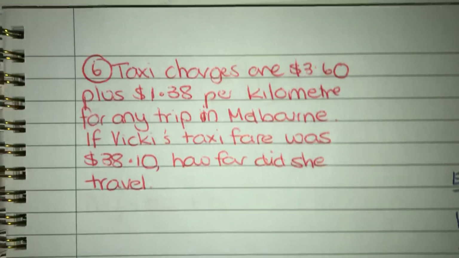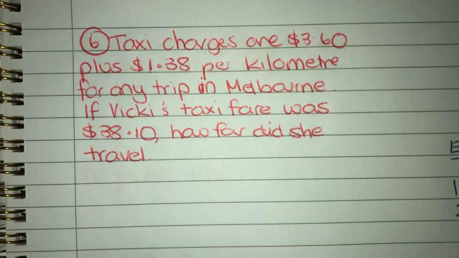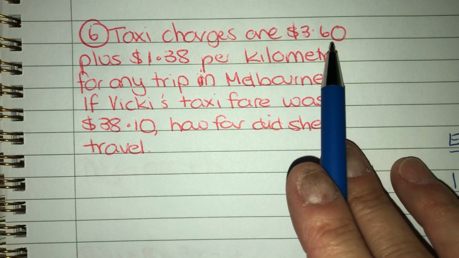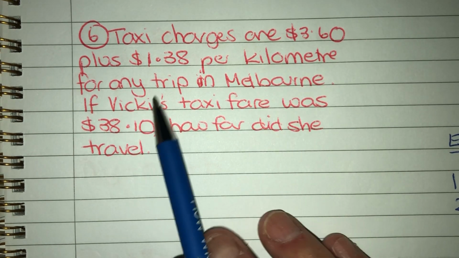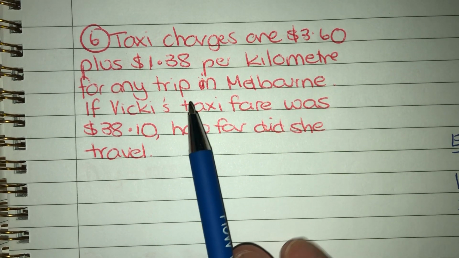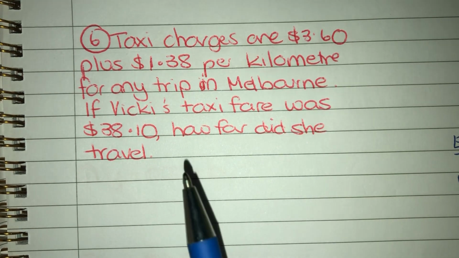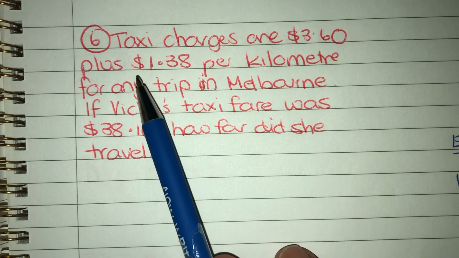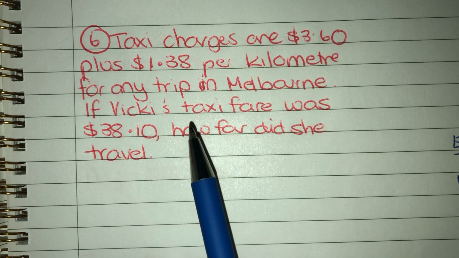Okay, and another worded problem which is quite tricky too, so please write this down. Taxi charges are $3.60 plus $1.38 every kilometre for any trip. Okay, so think about that. You must pay $3.60, full stop. Everybody pays $3.60. But they also have to pay $1.38 every kilometre that they drive.